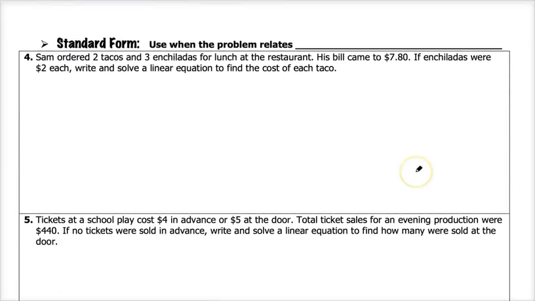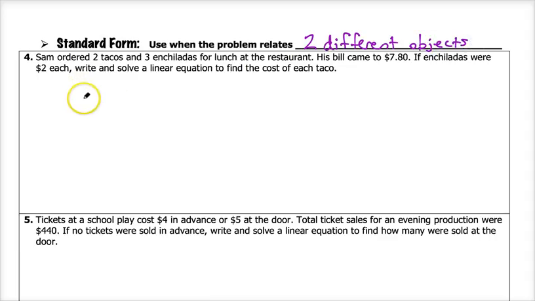Okay, so those are slope-intercept problems. Again, when you're given a rate of change and a starting point, that's when you want to use slope-intercept form. Now we're going to look at standard form problems. And for standard form problems, we use standard form whenever the problem relates to different objects. Two different objects is our cue to use standard form.